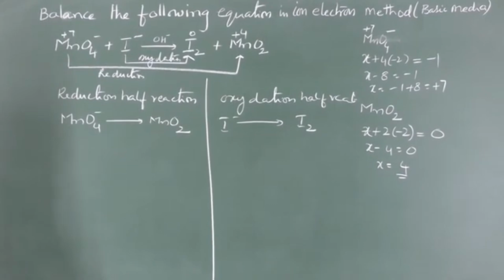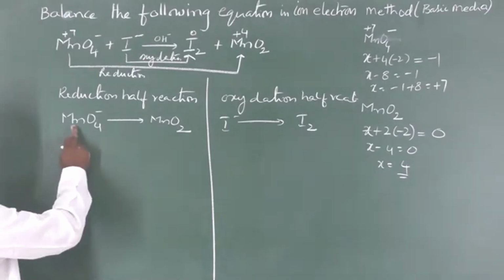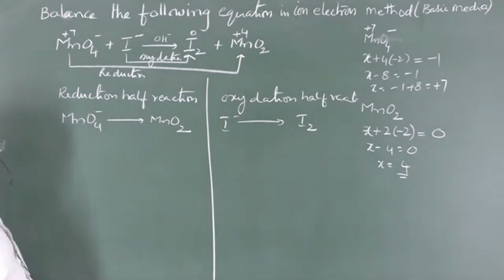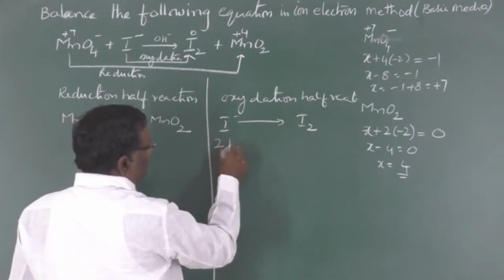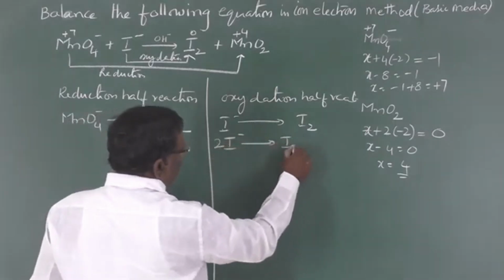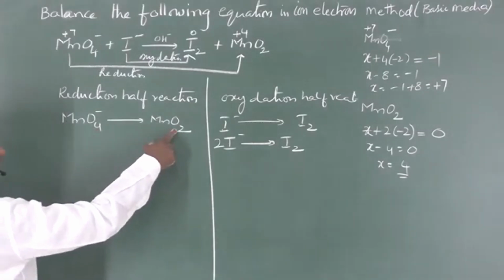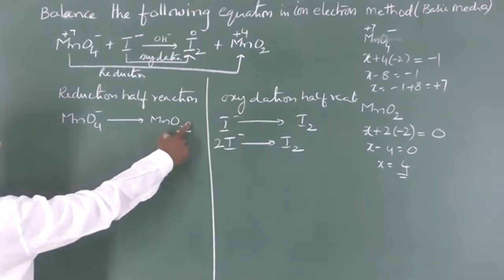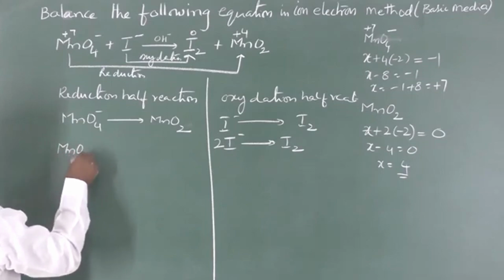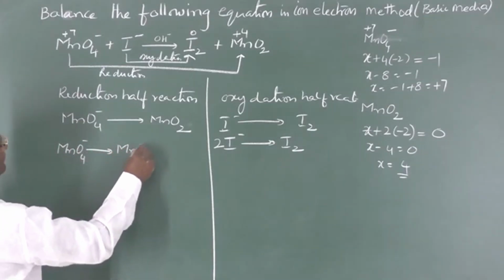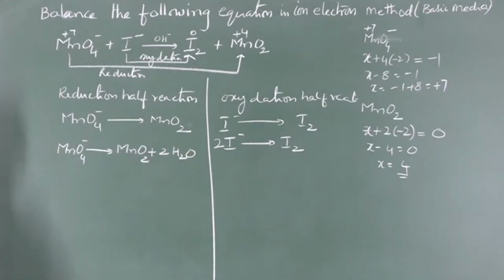While balancing the half reaction, first we have to balance elements other than oxygen and hydrogen. So here on this side there is no need because there is 1 Mn and 1 Mn, so you need not balance it. But in the other half reaction you have two iodines, but this side only one iodide ion. So 2 iodide gives I2. Now balancing of oxygens. This side we have 4 oxygens, but this side we have only 2 oxygens. So these oxygens can be balanced by adding H2O molecules to this side. So MnO4 minus gives MnO2 plus 2H2O.